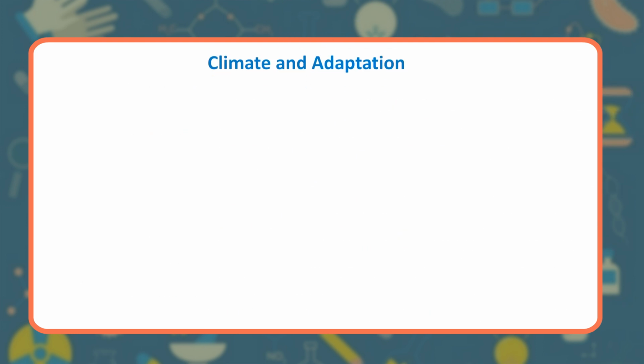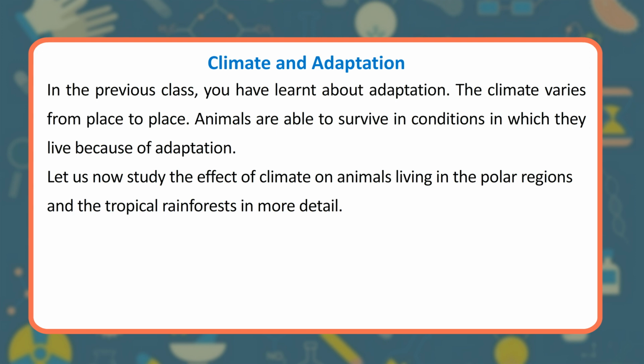Climate and adaptation. In the previous class, you have learnt about adaptation. The climate varies from place to place. Animals are able to survive in the conditions in which they live because of adaptation. Let us now study the effect of climate on animals living in the polar regions and the tropical rainforests in more detail. 1. Polar regions.